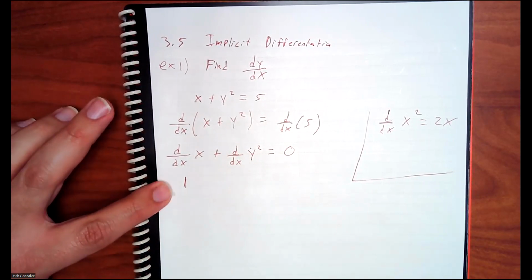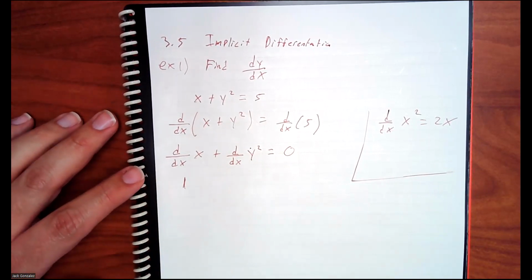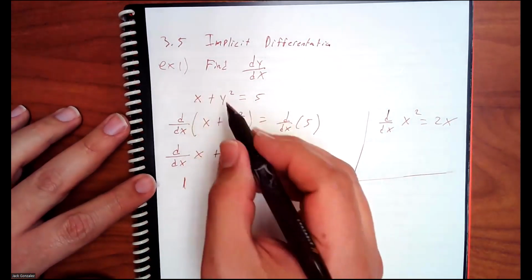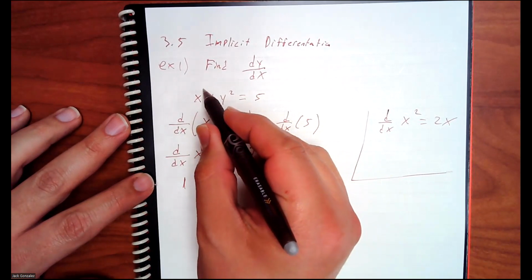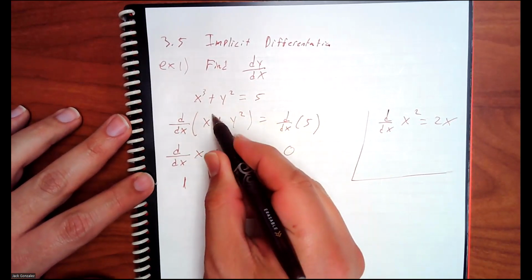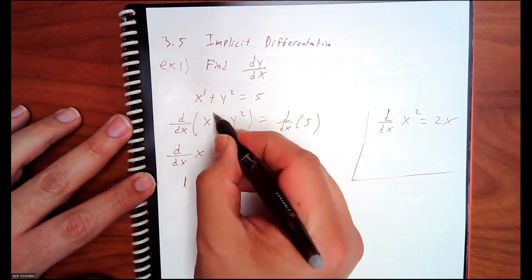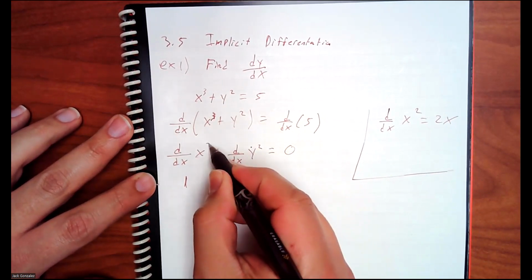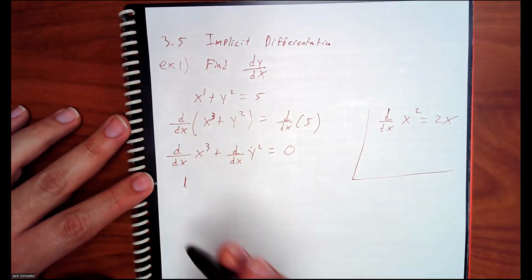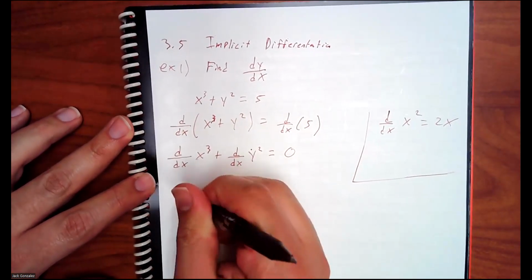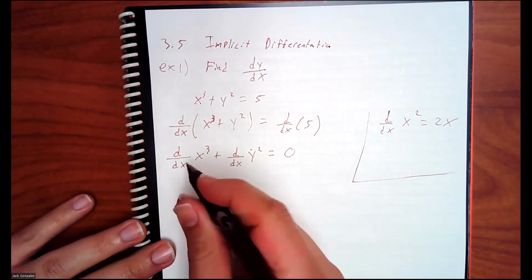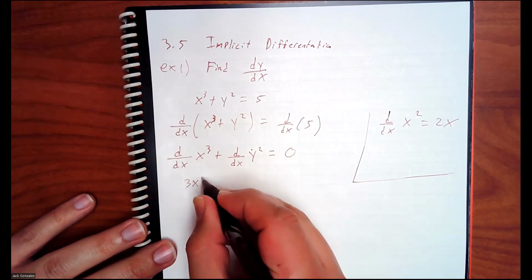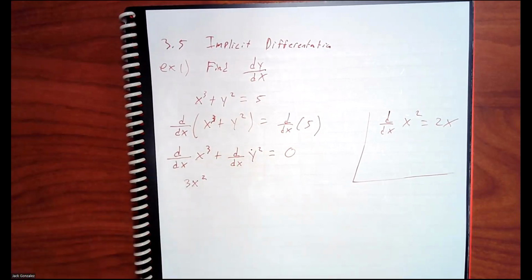So nothing special. Well, you know what? Let's make it more complicated. Let's put a 3 here. So what would be the derivative of x cubed? 3x squared. All right, so business as usual.